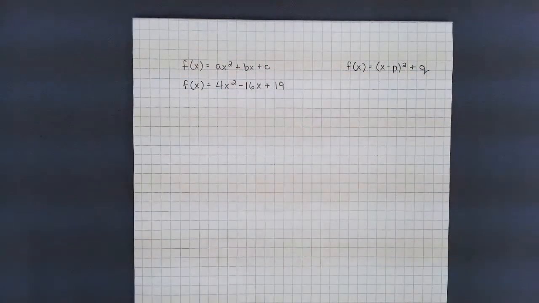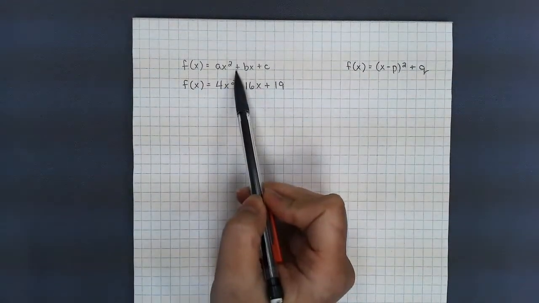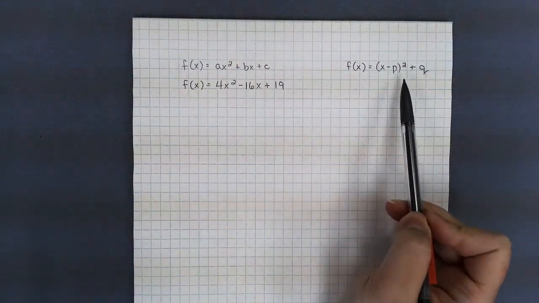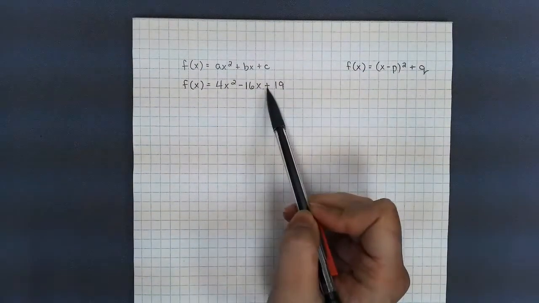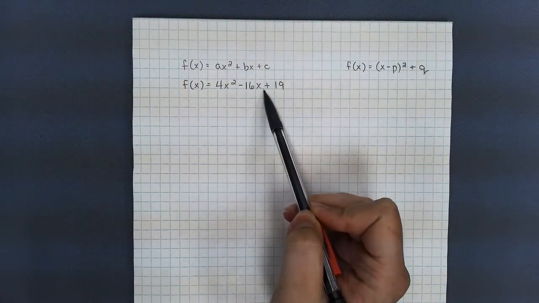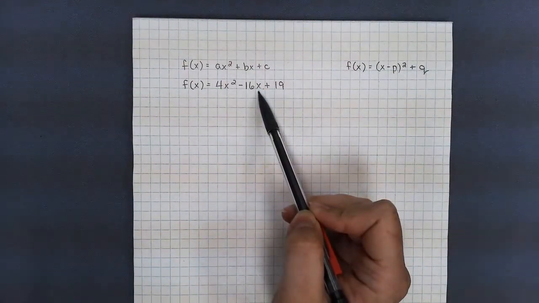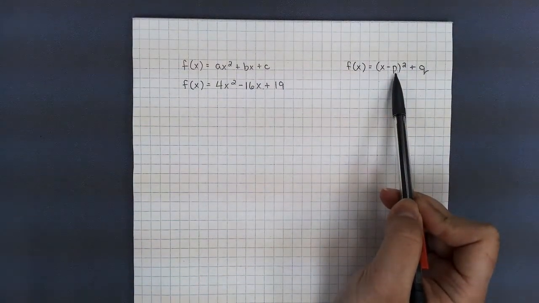All right, this tutorial video is designed to help you go from the standard form of a quadratic equation to the vertex form of a quadratic equation. And if you had watched the previous tutorial video, you'll notice that the equation that I ended with is the one that I'm starting with in standard form. That way, when I complete the square and get back to here, I can compare them and make sure that I have the same answer.